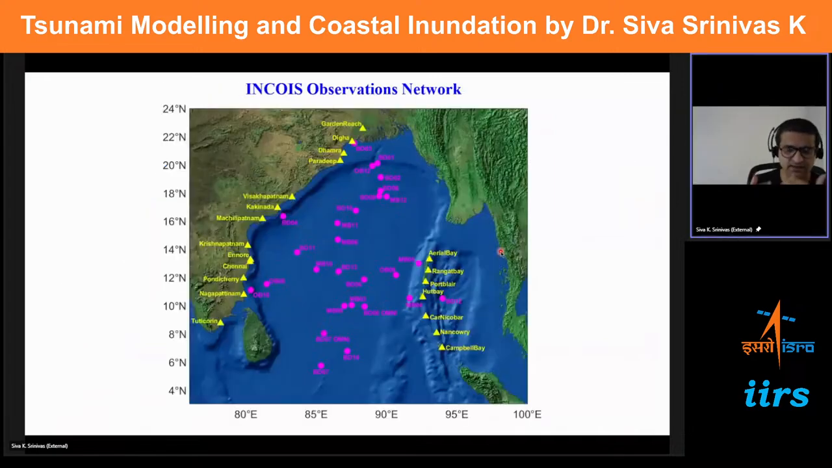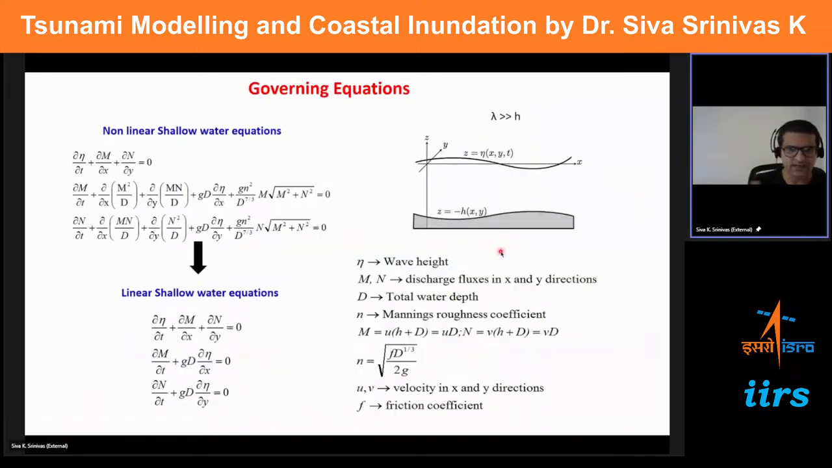Now, next, most of the times we need even observations. So these are the various tide gauges, BPRs, and wave radar buoys observations available on the East Coast. These are accessible in near real time, so we can get the data on what the wave height is going to be, and we can compare with the models. Again, these are the governing equations, shallow water equations.